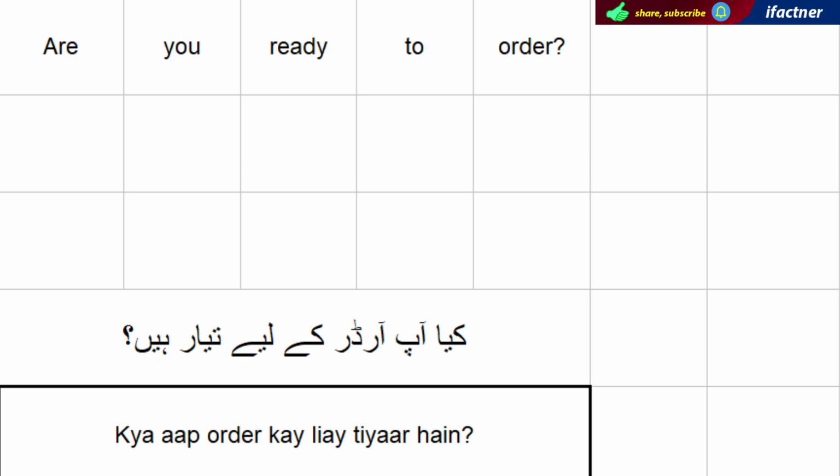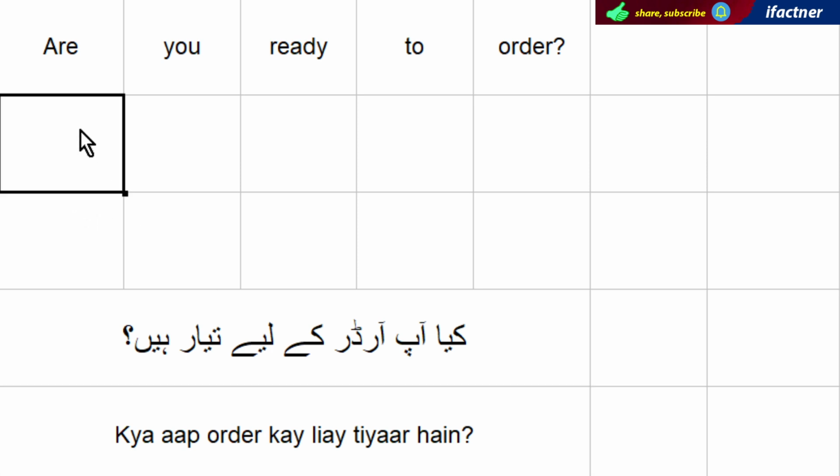Let's start. In English, we say, "Are you ready to order?" Now the waiter is asking, "Are you ready to order?" And in Urdu, it is, "क्या आप ऑर्डर के लिए तैयार हैं?" Now we translate each and every word of English in Urdu.